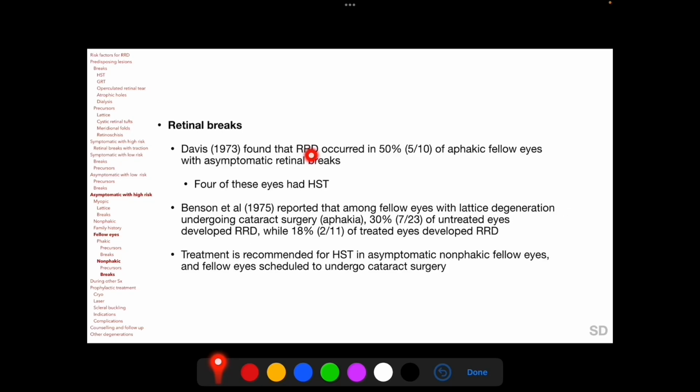Davis found that RRD occurred in 50% of aphakic fellow eyes with asymptomatic retinal breaks, and most of these occurred from HSTs. Benson et al. reported that among fellow eyes with lattice degeneration undergoing cataract surgery, 30% of eyes whose lattice degenerations were not treated prior to cataract surgery developed RRD, while 18% of eyes whose lattice degenerations were treated prior to cataract surgery developed RRD. So treatment is recommended for HST in asymptomatic non-phakic fellow eyes and fellow eyes scheduled to undergo cataract surgery.